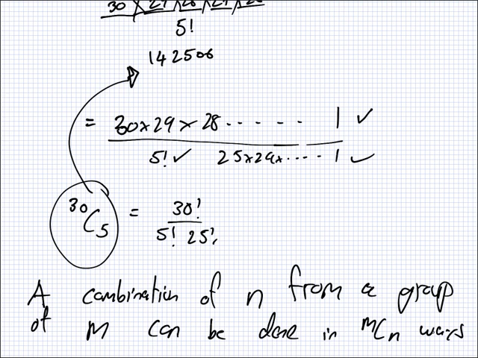Is there a way to combine two, like 5 factorial and 25 factorial? Say again? Can you combine that in any way possible? Which one? Like 5 factorial and 25 factorial. No, it stays separate.